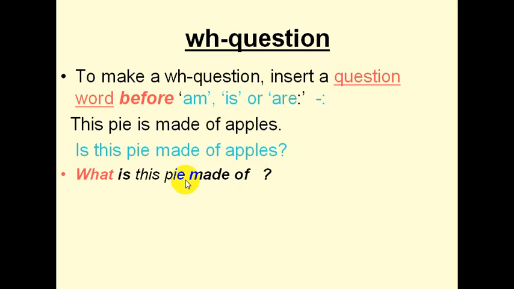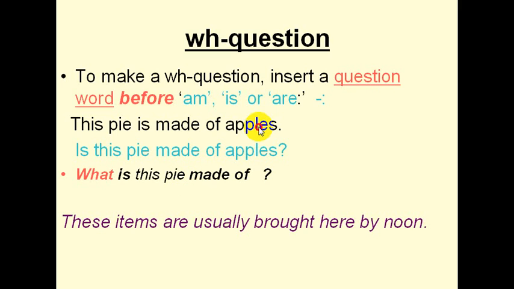Let us go through another example. These items are usually brought here by noon. This is a passive sentence. Like I did before, I will make a yes/no question. Let us say it again. What should I do? Yes. Swap verb to be.